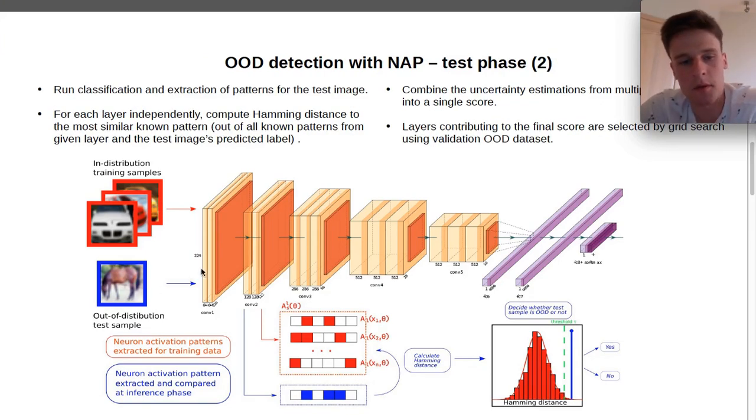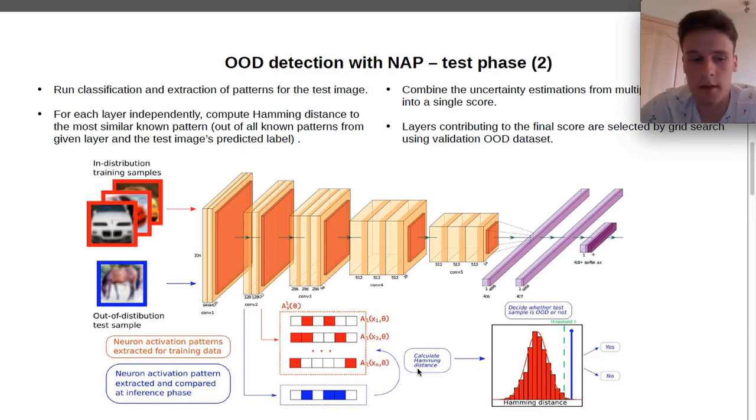So during the test phase, we need to classify a test sample and extract binary patterns from multiple layers. And then for each test pattern, we need to compute the Hamming distance between the pattern and the most similar training pattern extracted from the same layer. And also we need to remember that we limit ourselves only to those training patterns that were extracted from images of the same class as the predicted label of the test sample. And then we need to combine the multiple Hamming distances into a single uncertainty score.